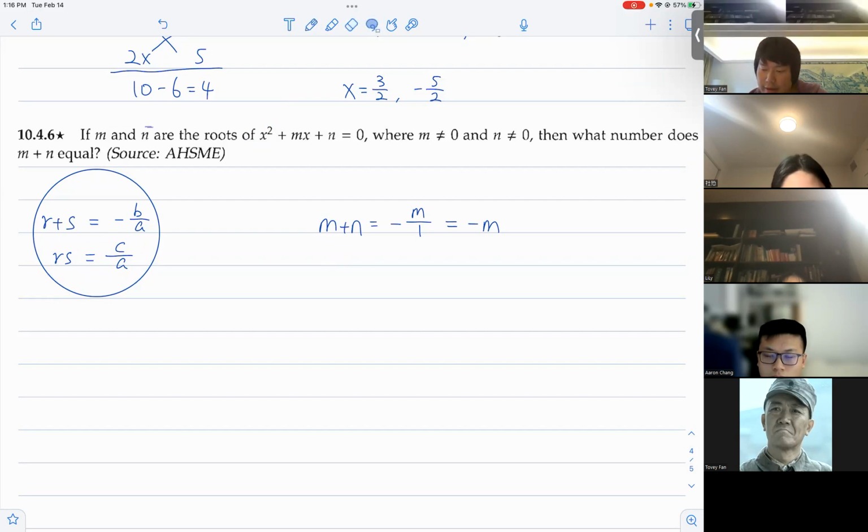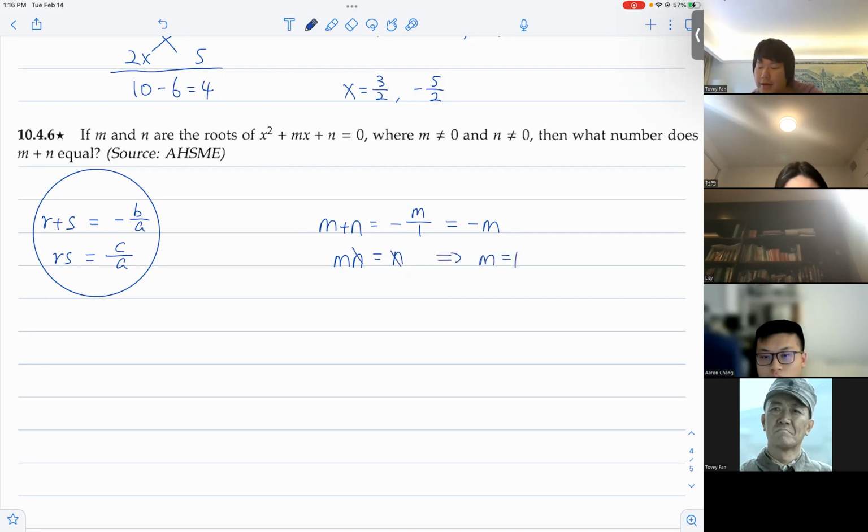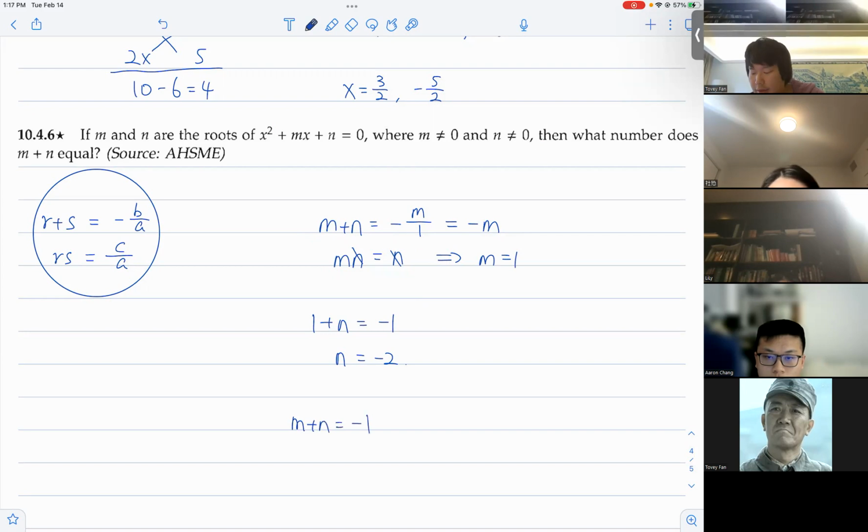The two roots are m and n, right? So the product of roots is m n over 1, yes, which is n. Good. Make sense? Yeah. Okay, so basically what do we have here? We just have m plus n equals negative m, and m times n equals n, right? Very simple. So for the second equation, because n is not 0, you can cancel it out. That means m is 1. When m is 1, plug into the first equation, 1 plus n equals negative 1, so n is going to be negative 2. Done. So in the end, m plus n is just negative 1.